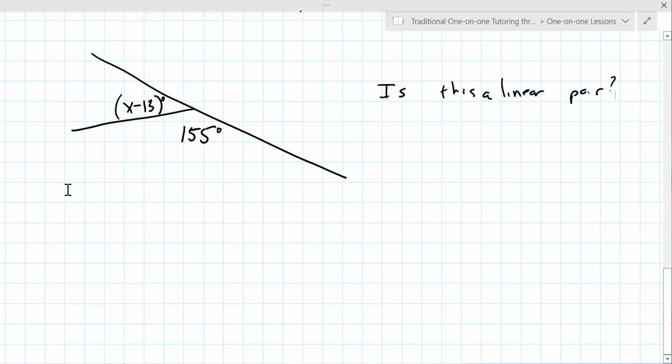What do those two angles have to add up to? Sorry, I was just saying, I'm sorry about that. Oh, you didn't do anything wrong. It's just asking you, what do the two angles have to add up to? 180. That's right. So it's x minus 13 plus 155 equals 180.